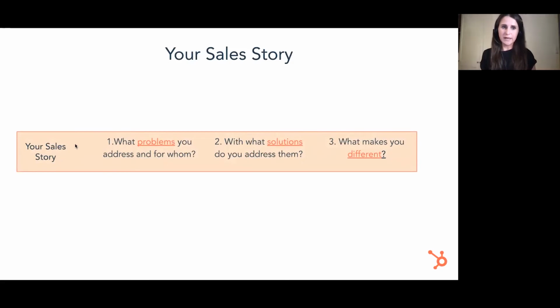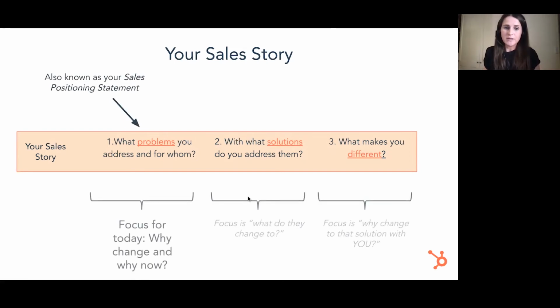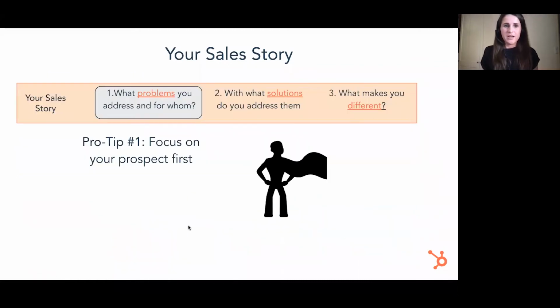So your sales story: number one is what problems you address and for whom. Number two is with what solutions do you address them? And number three is what makes you different. Number one is also known as your sales positioning statement. As I said, I'm just focusing on this first one today, conscious of time. The focus for today is why change and why now. So it's really what problems you address and for whom.